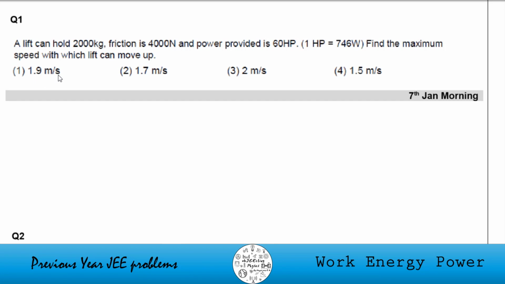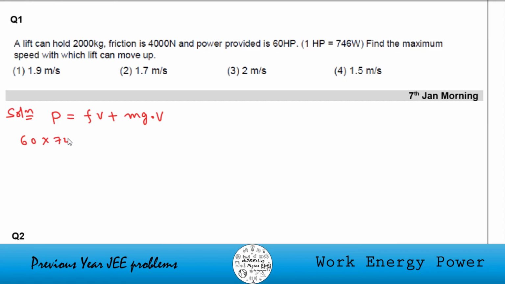First option 1.9 meters per second, second option 1.7 meters per second, third option 2 meters per second, fourth option 1.5 meters per second. Now solution. Total power can be written as power due to frictional force plus power due to weight, total weight. So that is 60 HP.